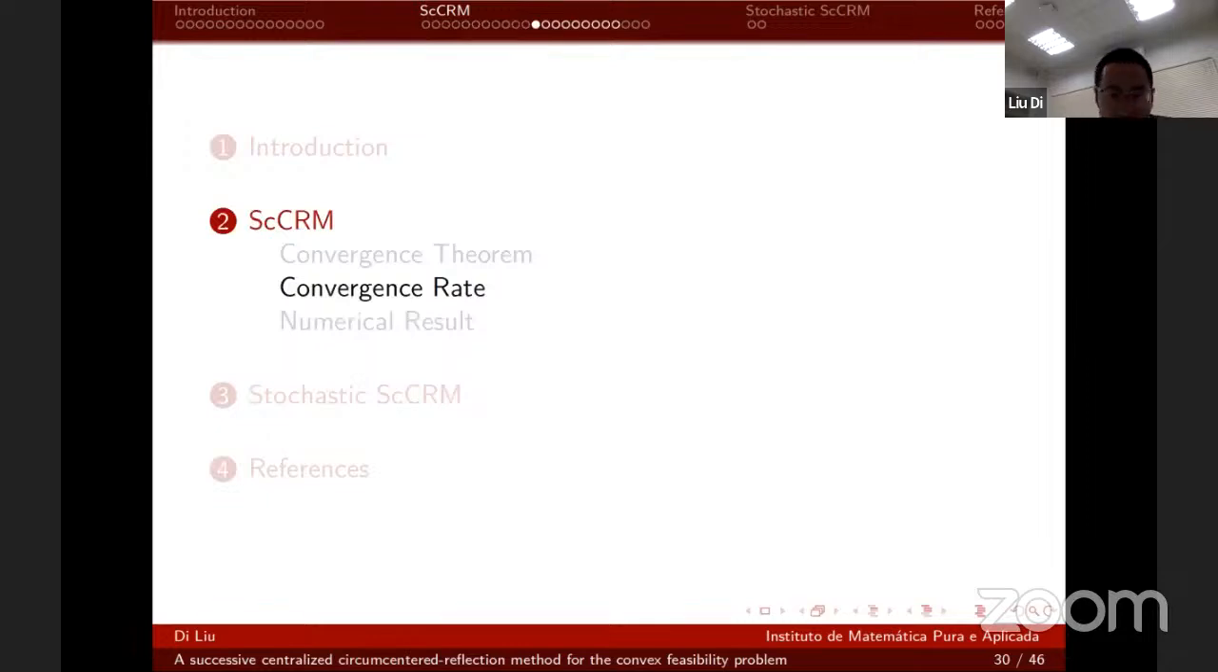Okay, so next I will talk a little bit about the convergence rate. We get two kinds of convergence rate. First, linear, and then superlinear. Unfortunately, for the almost cyclic control sequence, we didn't get the linear one. But recently I have thought about that, because I'm doing something about the stochastic control sequence about the CRM. Yeah, I think maybe we missed something. I mean, we can do something more. We can prove the linear rate for the almost cyclic control sequence.